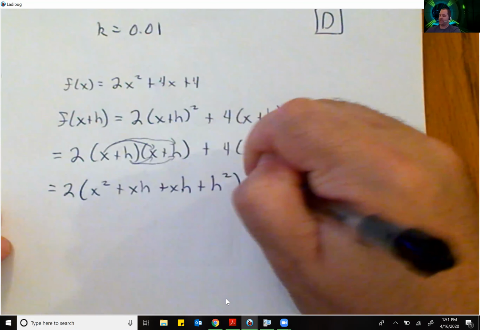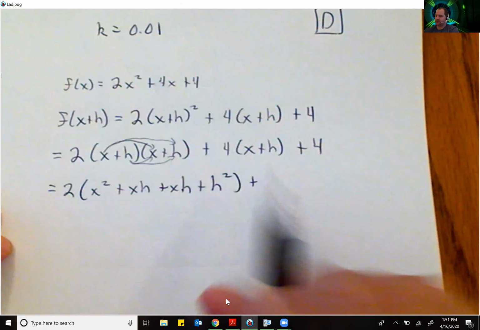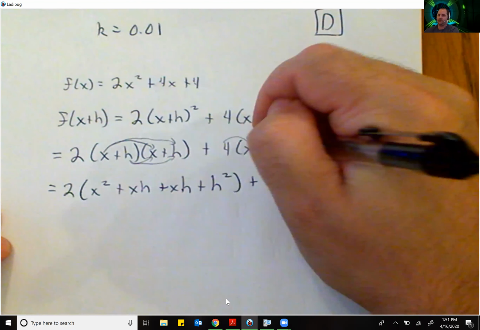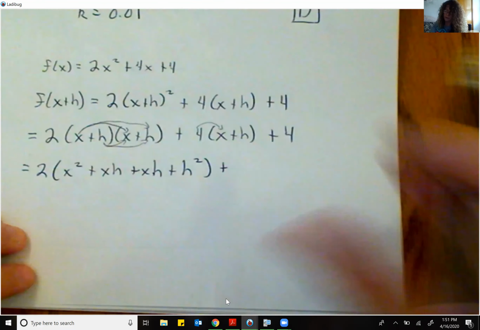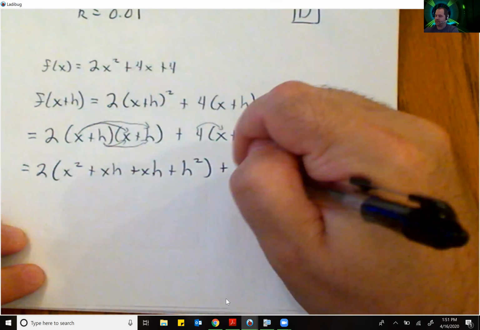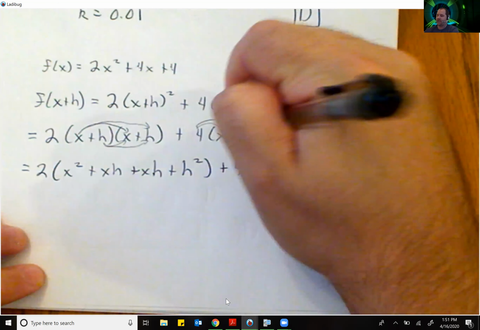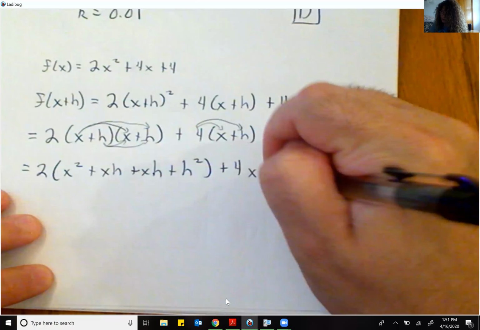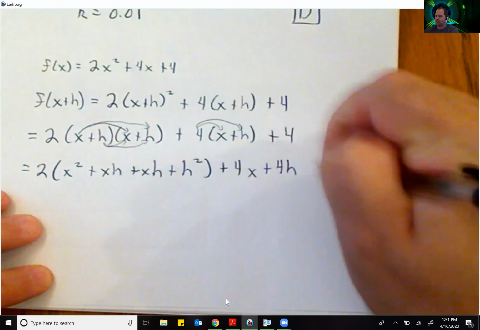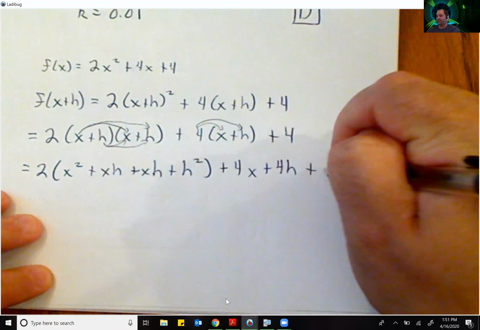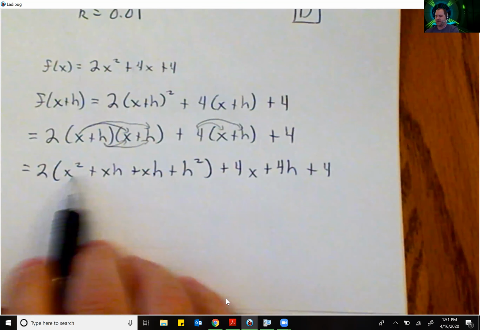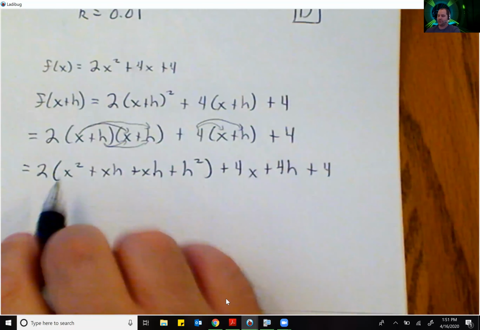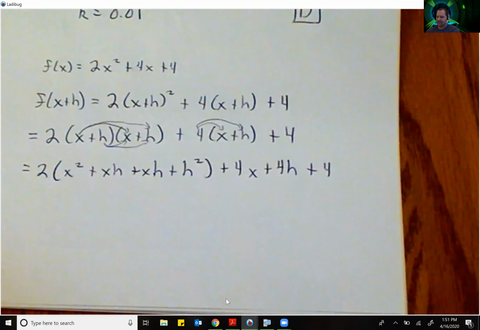Plus, what's 4 times X? Because I'm going to go ahead and distribute this. What is 4 times X? 4X. Good. What is 4 times H? 4H. Okay. Plus 4. I could do some cleanup in here, like combine like terms, but I'm going to go ahead and just distribute the 2 and then do all the combining like terms at the end.